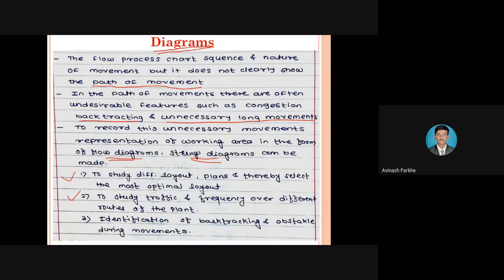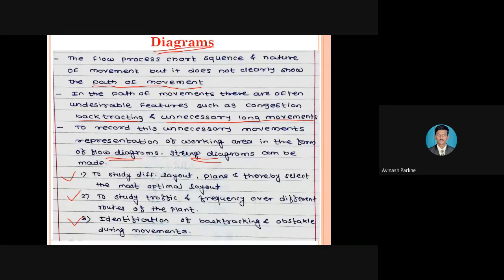Therefore, in order to study the frequency over the different routes, how many times the component is moving from 1 to 2, 2 to 3, 3 to 4, or if any traffic is there from 1 to 2, 2 to 3, all such activities and all such movements are also represented by using these particular diagrams, maybe the flow diagram or the string diagram.